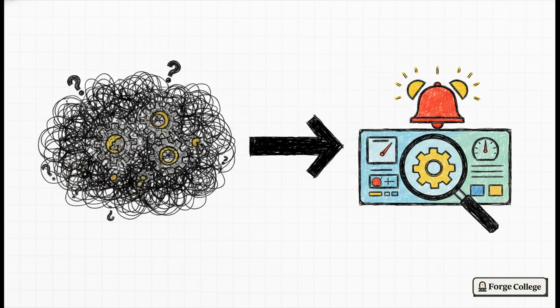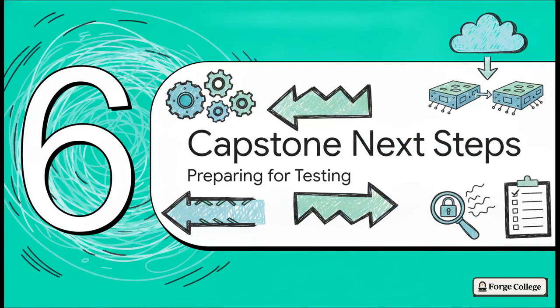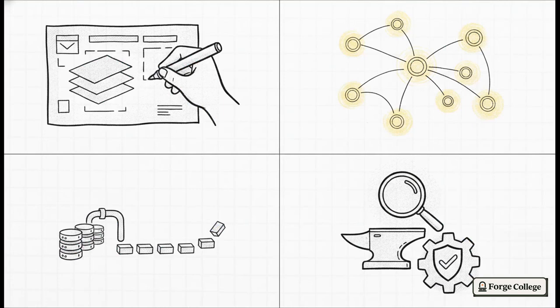Let's investigate. Finally, part 6, Capstone next steps, getting ready for testing. We've laid out the theory and the architecture, so here are your immediate marching orders. 1. Draft your specific architecture diagram based on our 4 layers. 2. Map your exact integration touchpoints. 3. Define your queue and storage technology, something like Redis or RabbitMQ. And 4. Prepare for the testing phase.